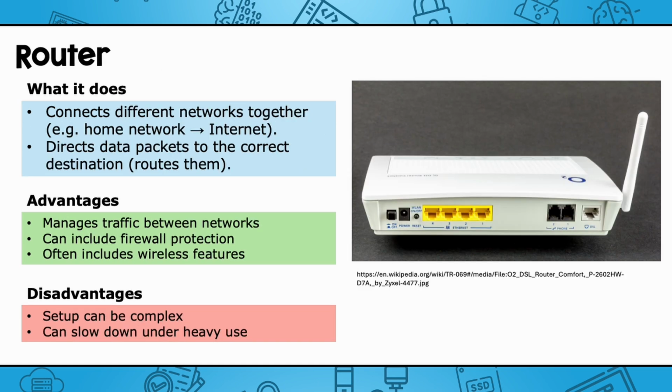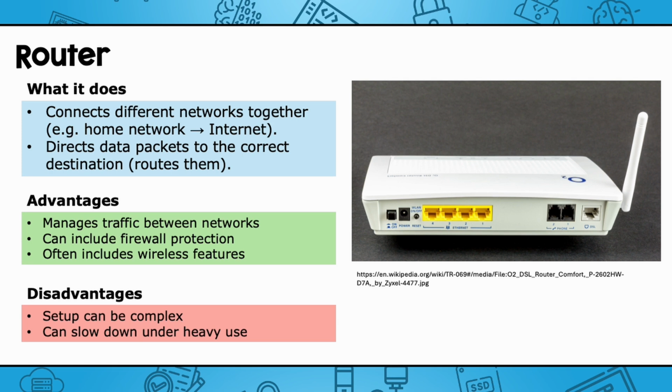So that leads us onto a router, one of the main pieces of network hardware that you need in your network. A router is like a motorway junction of your network. It decides which road data should take to reach its destination, keeping everything organized and flowing smoothly. It connects different networks together, usually your home network to the internet, so it connects LANs to WANs.